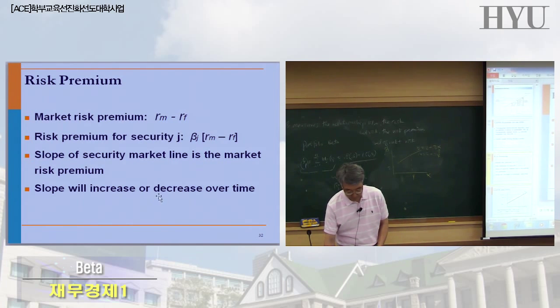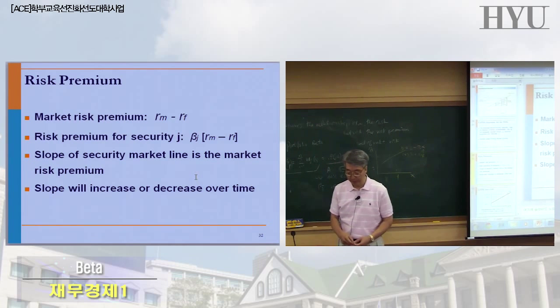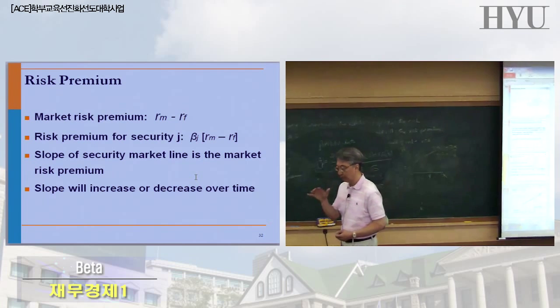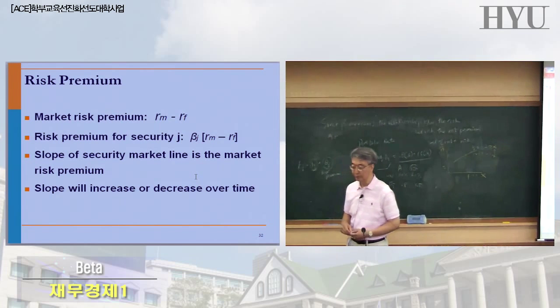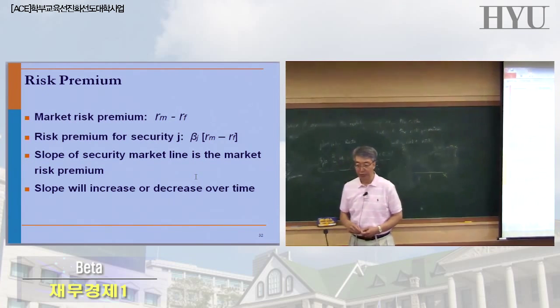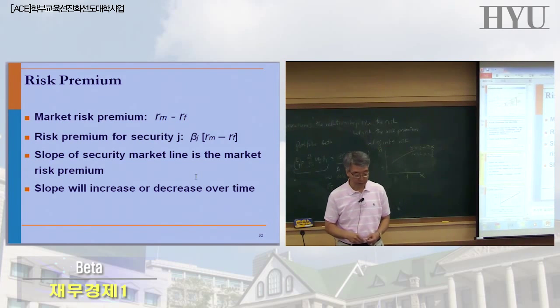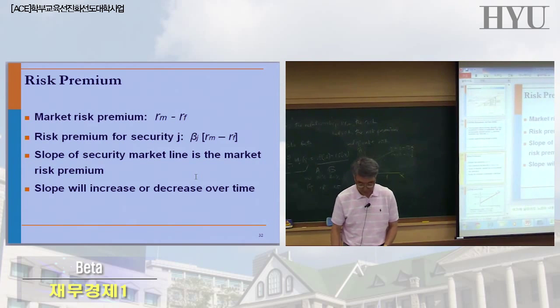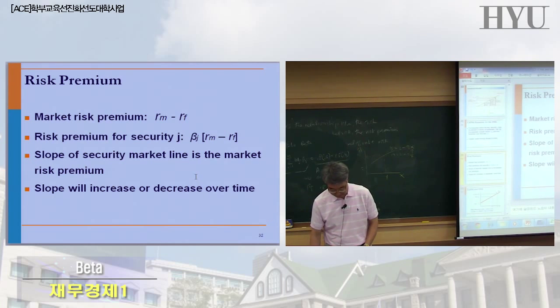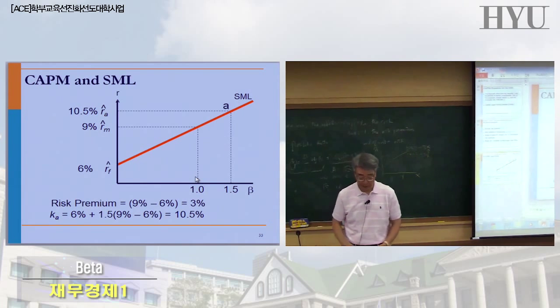And the slope will increase or decrease over time. Well, because the sensitivity of stock return to the market return changes, right? There's no reason why it should stay the same. Okay? All right, so here's the last slide.